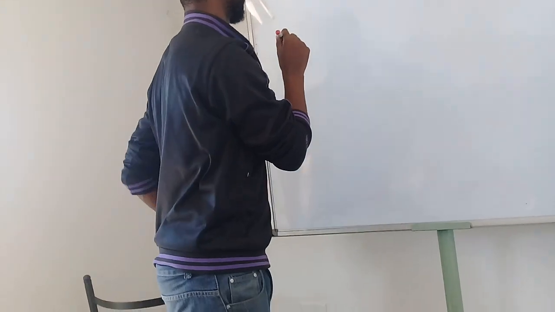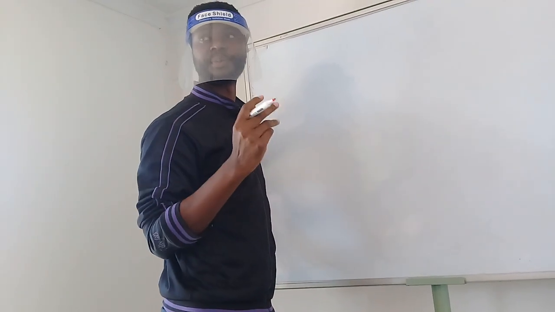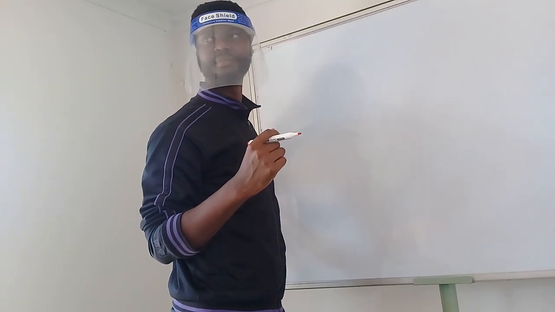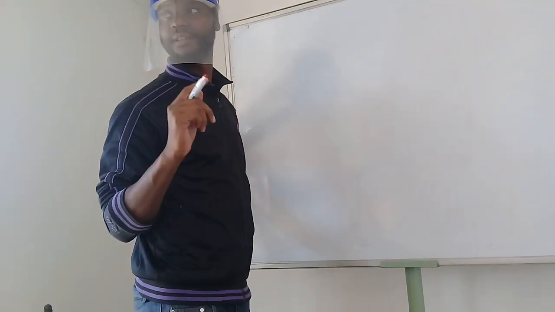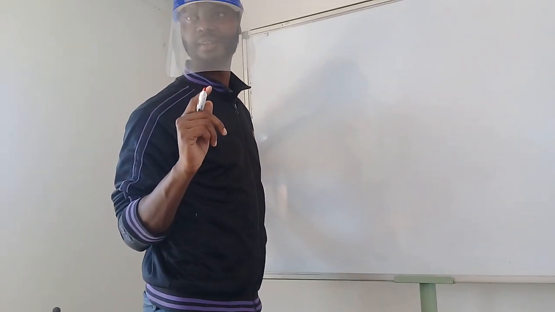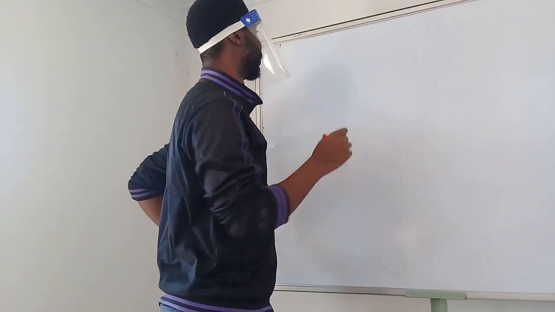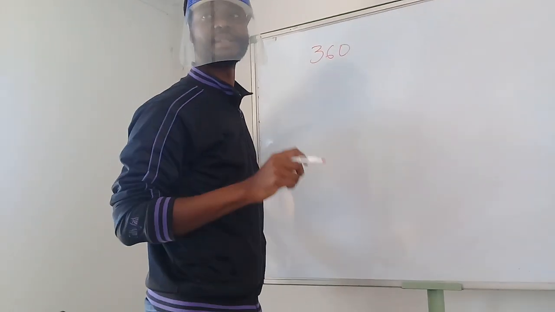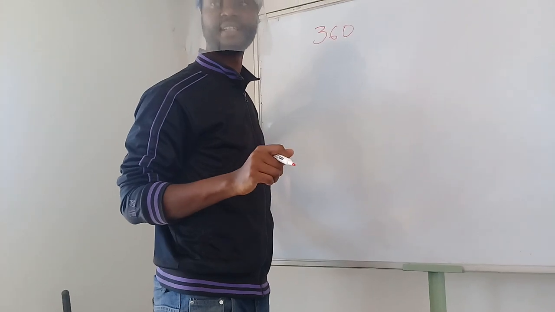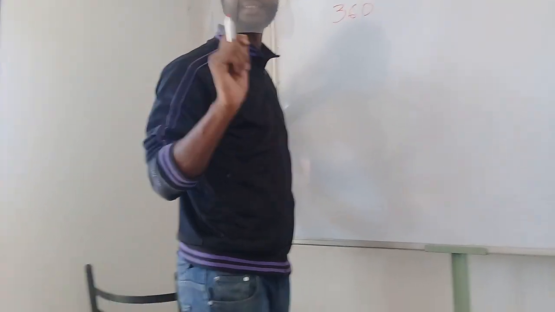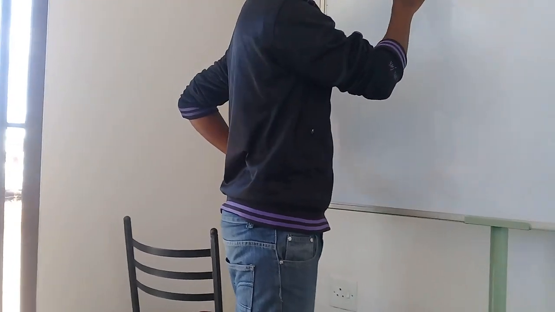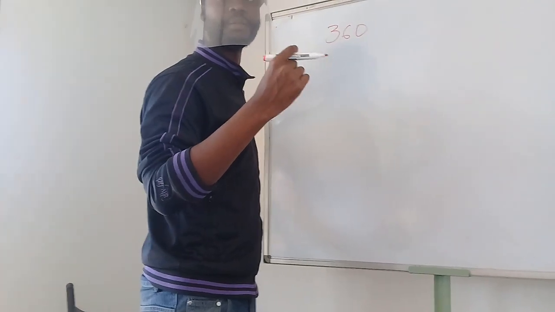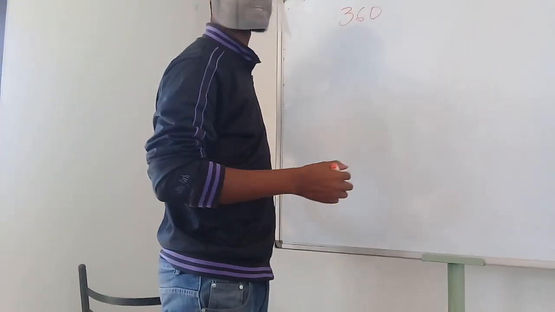So we were trying to find the number, starting at 360. We express it as a product of its prime numbers, because we're trying to find the highest common factor. The easiest way to do that is expressing it as a product of primes.